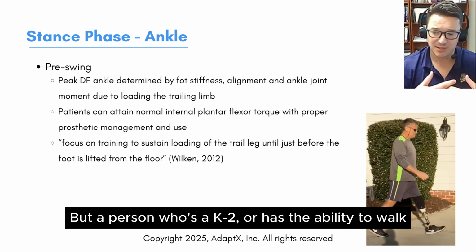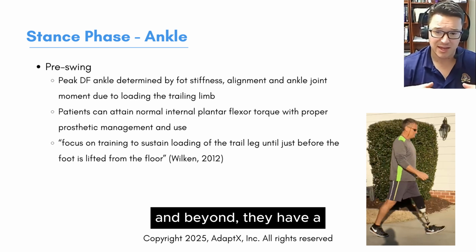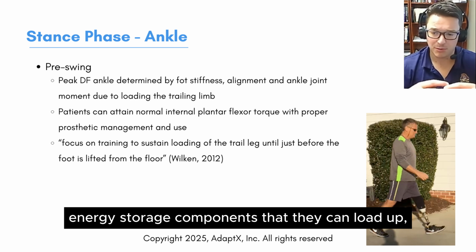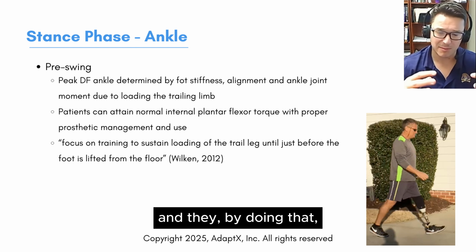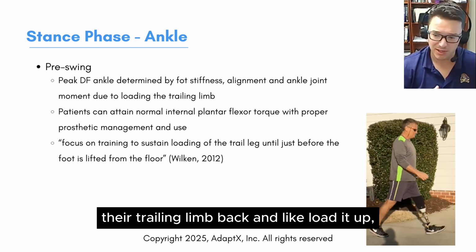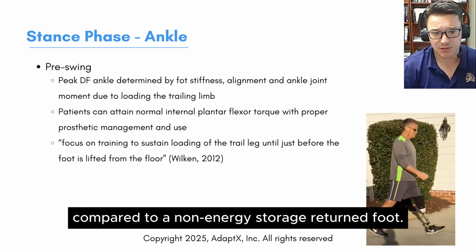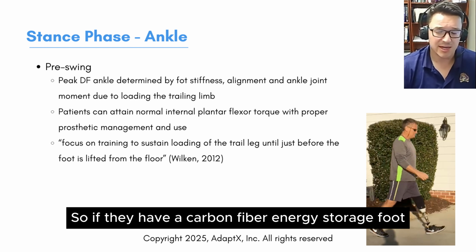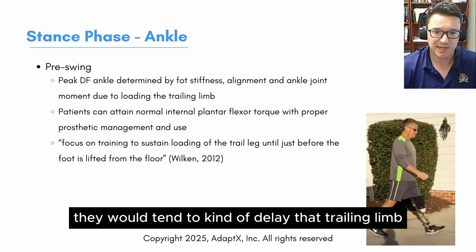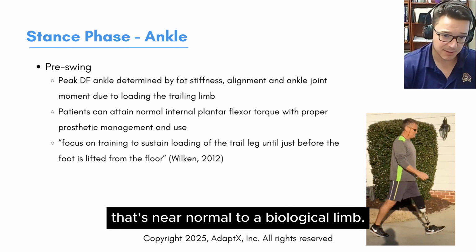But a person who's like a K2 or has the ability to walk community distances and beyond, they have usually carbon fiber energy storage components that can load up. And by doing that, if they stay with their foot back, their trailing limb back, and load it up, it'll then respond with more energy compared to a non-energy storage returned foot. So if they have a carbon fiber energy storage foot, they would tend to kind of delay that trailing limb, but also load it more and have a push-off that's near normal to a biological limb.